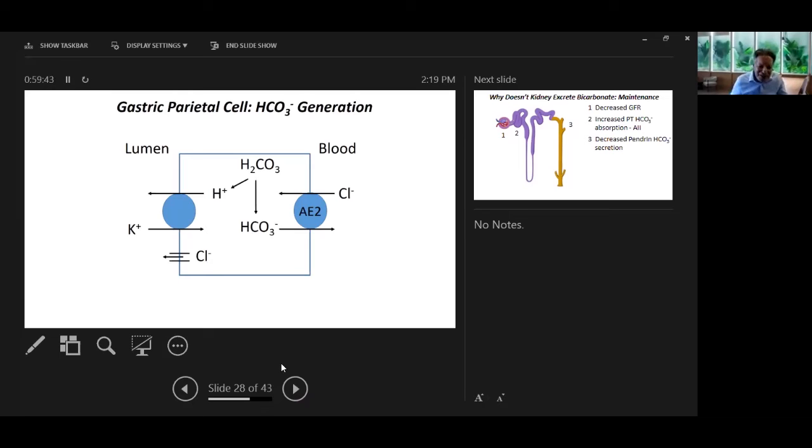And that bicarbonate doesn't stay in the cell. It actually leaves the cell on a protein called AE2, or anion exchanger 2. And that bicarbonate then ends up in the blood, in the gastric vein, and goes into our body. And that's the source of the bicarbonate.